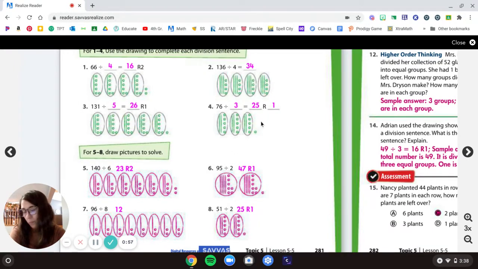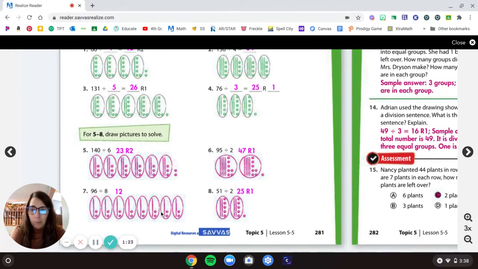Number 4. We needed to figure out a lot of stuff for this one. So we know we have 76, and we're dividing it by how many groups? 1, 2, 3 groups. Now, how much is in each group? We have 25 in each group, but we have a remainder, one left over.